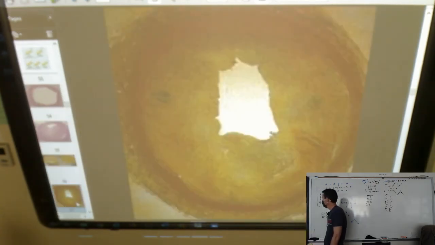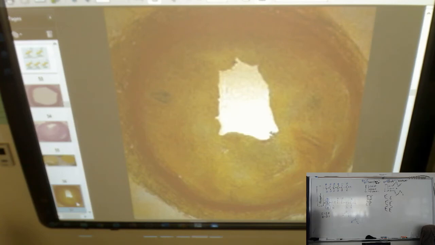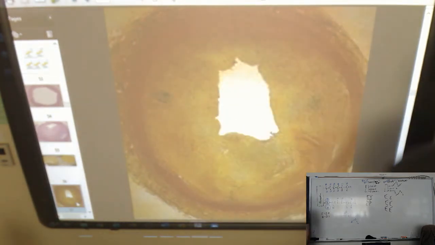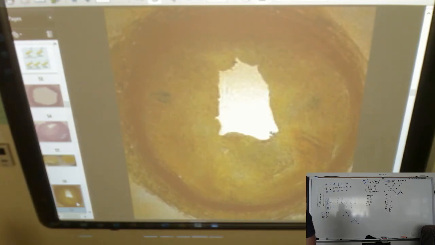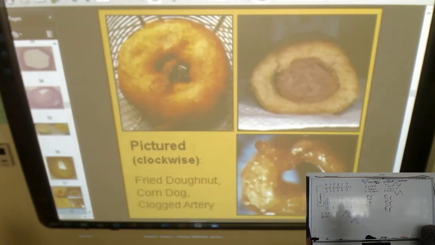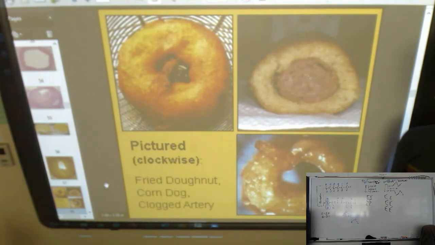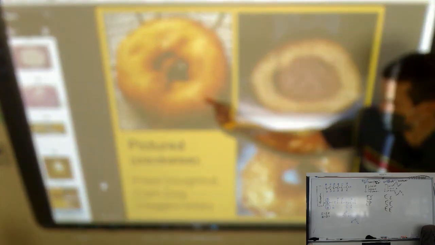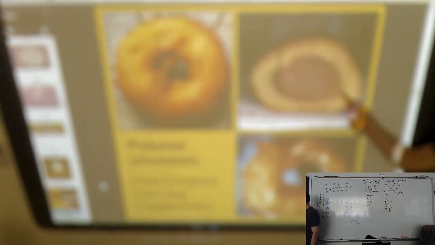Here's another clogged artery. This one always looks like an angry person with a large nose to me, like eyeball, and a large nose. This is the one I think you were mentioning earlier. This one I call foreshadowing. It's got a fried donut, a corn dog, and a clogged artery.